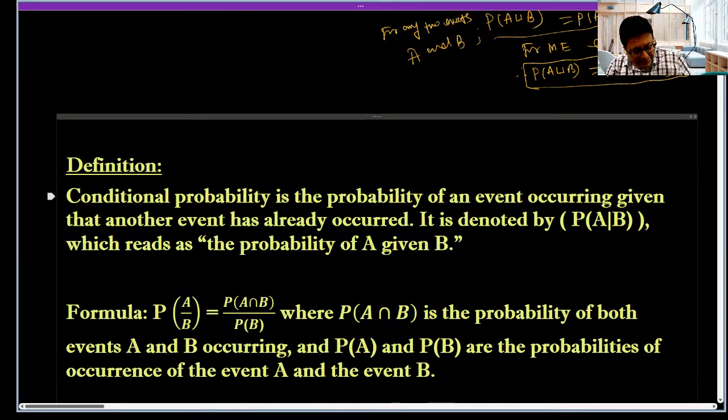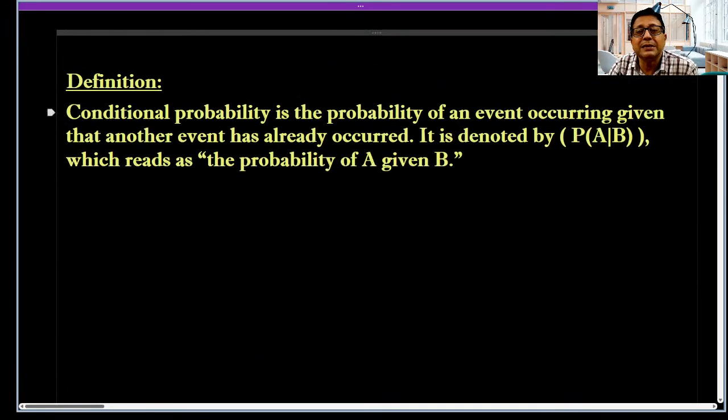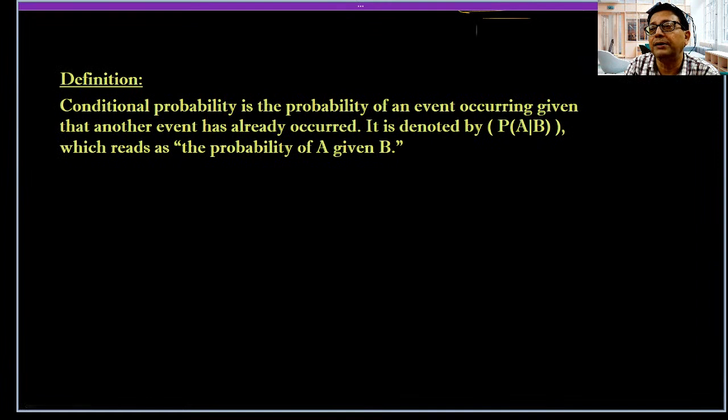What is conditional probability? Definition wise, conditional probability is the probability of an event occurring given that another event has already occurred. It is denoted by P(A|B), which reads as probability of A given B. Given B means the probability of event B is given. Let me consider one example on it.